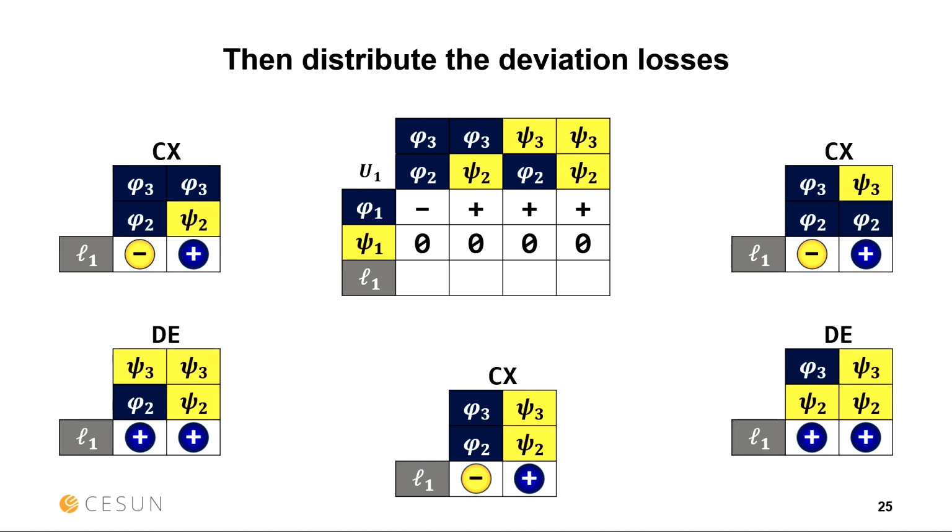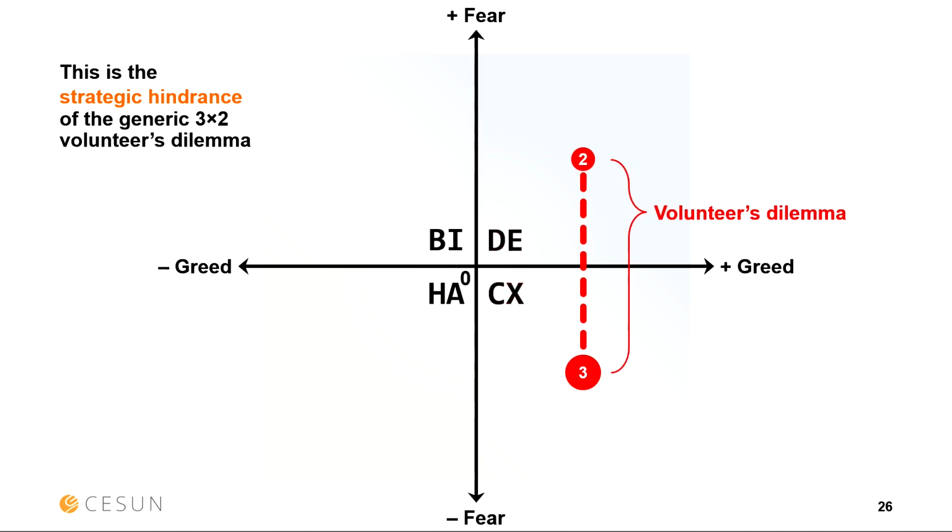In this example of a symmetric 3x2 volunteers dilemma, we observe that 3 of the 5 player-reduced games exhibit coexistence dynamics, and the remaining 2 exhibit defection dynamics. And we take this result to our fear and greed rectangular coordinate system, and we call this set of points the actor's strategic hindrance space.